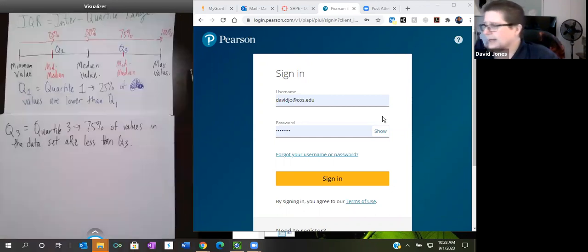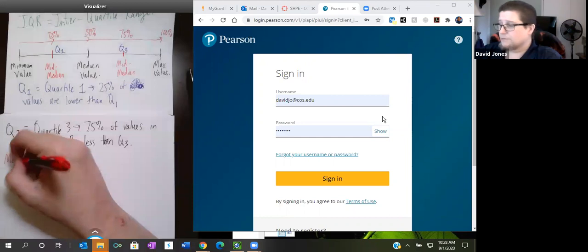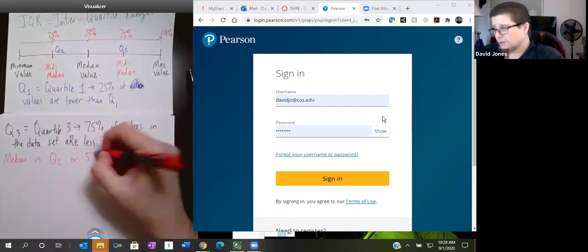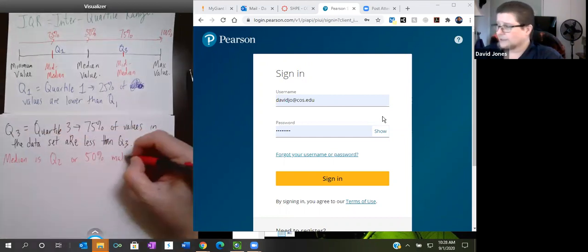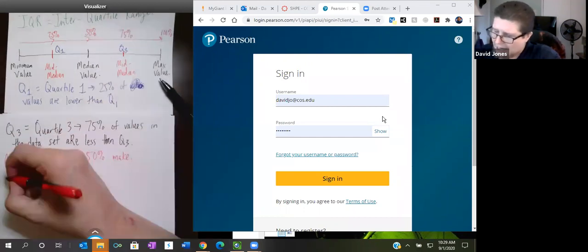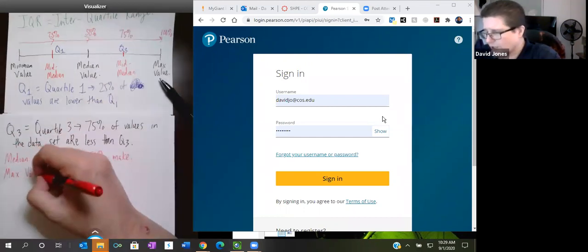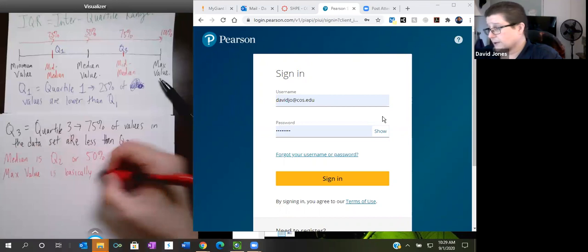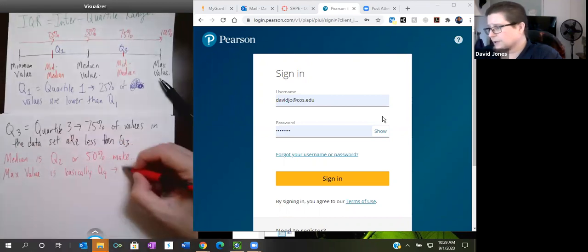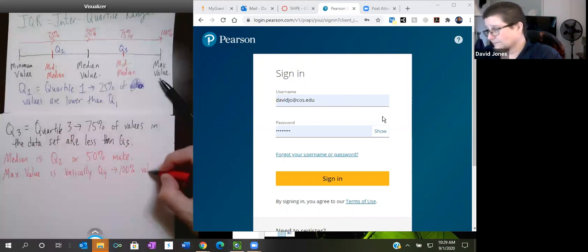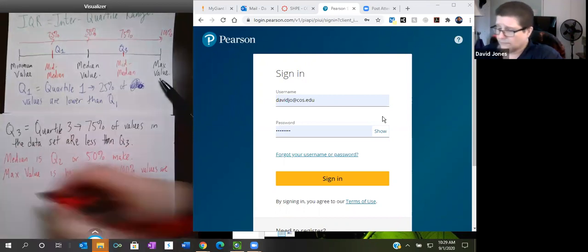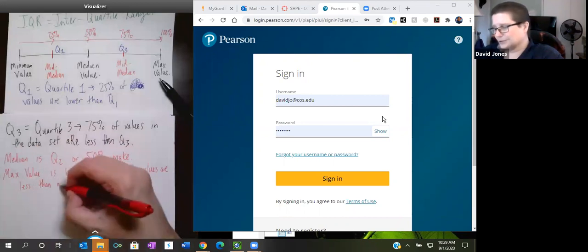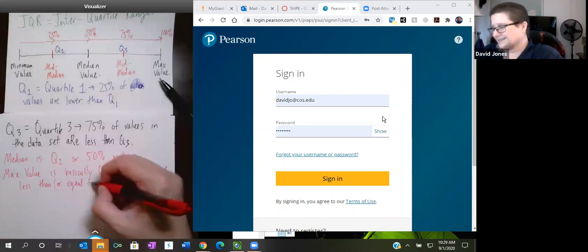This effectively makes the median Q2, or the 50% mark. And you could call the max value Q4, but we just tend to call it max, which means 100% of the values are less than it. I guess I should say less than or equal to it.